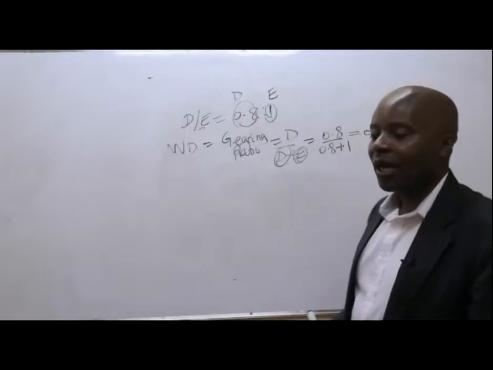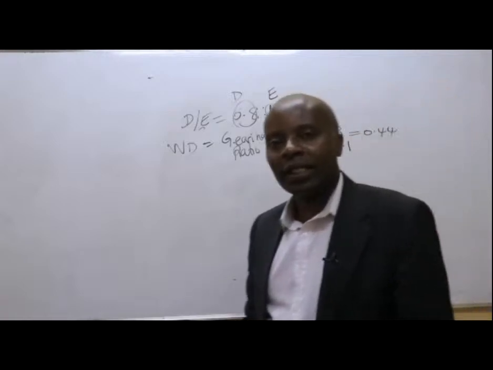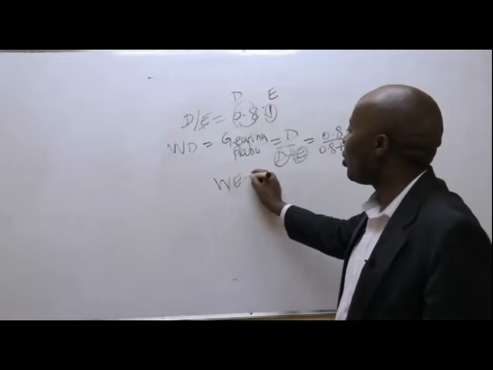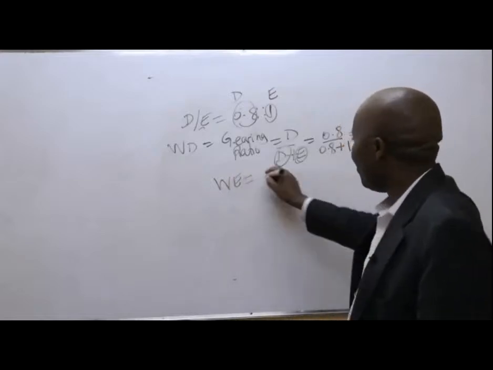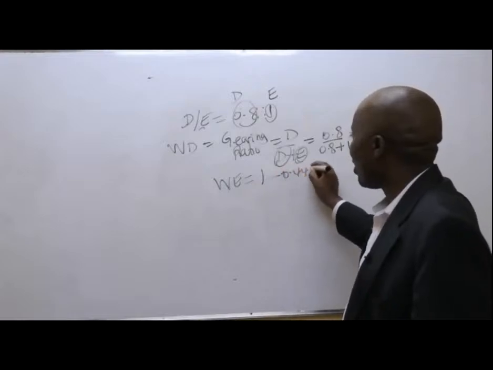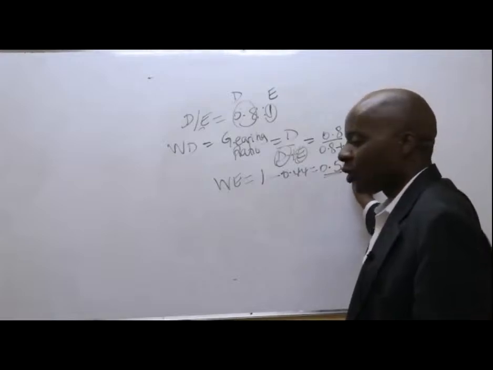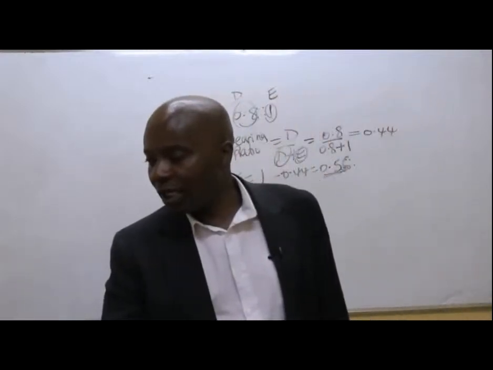Ladies and gentlemen, having gotten weight of debt, getting weight of equity is just like a walk in the park. It's a simple thing. Weight of equity will be 1 minus 0.44. That is how these students were able to get 0.56.